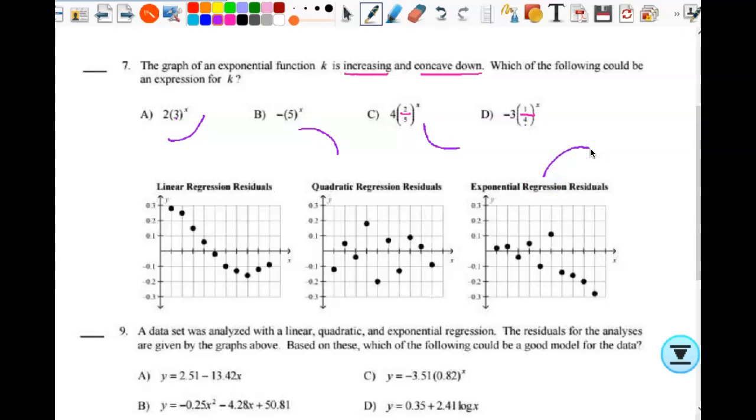So it says increasing and concave down, so let's narrow this down here. This is increasing, this is decreasing, so I don't like that one. Decreasing, don't like that one. Increasing, I like that one. But this one is concave up, so I don't like that one anymore. My answer is D. Sometimes it's good to sketch them all out so you can get your mind wrapped around it.